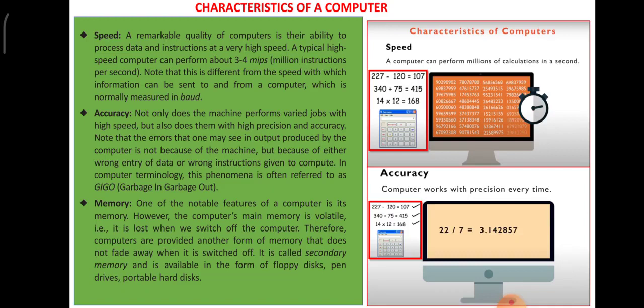Now the third point, memory. One of the notable features of a computer is its memory. Memory is nothing but the brain of the computer. However, the computer's main memory is volatile. That is, it is lost when we switch off the computer. Therefore, computers are provided another form of memory that does not fade away when it is switched off. It is called secondary memory and is available in the form of floppy disk, pen drives, portable hard disks.